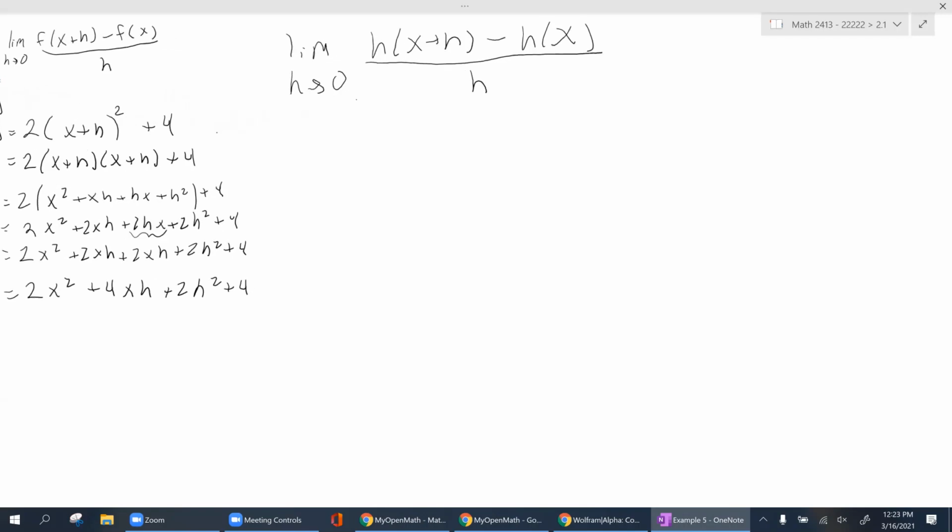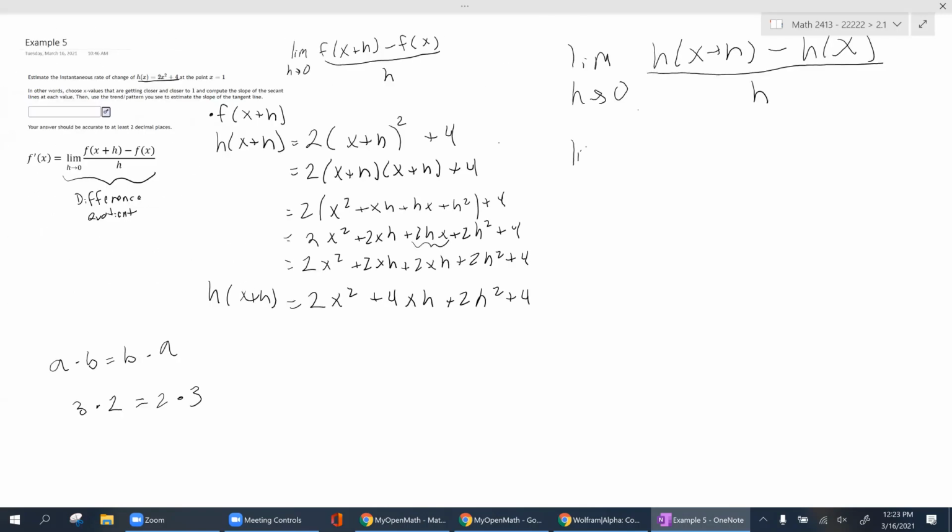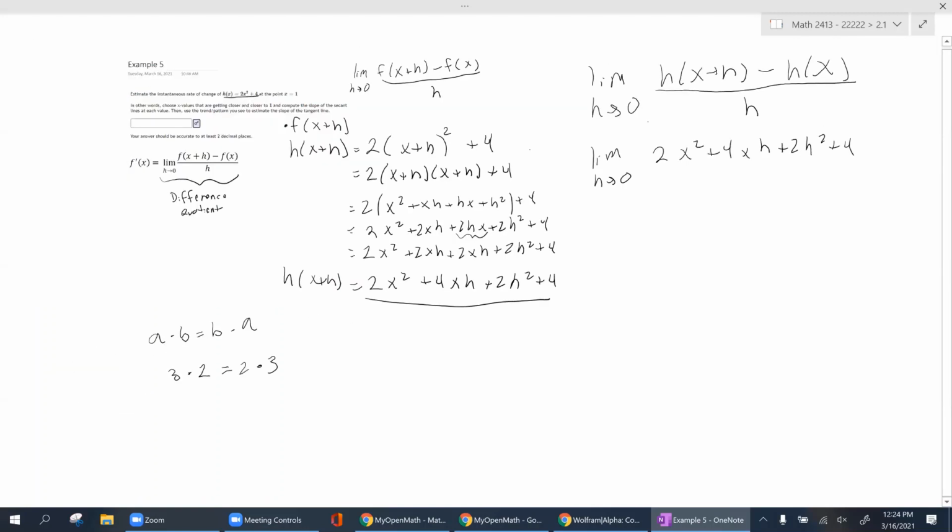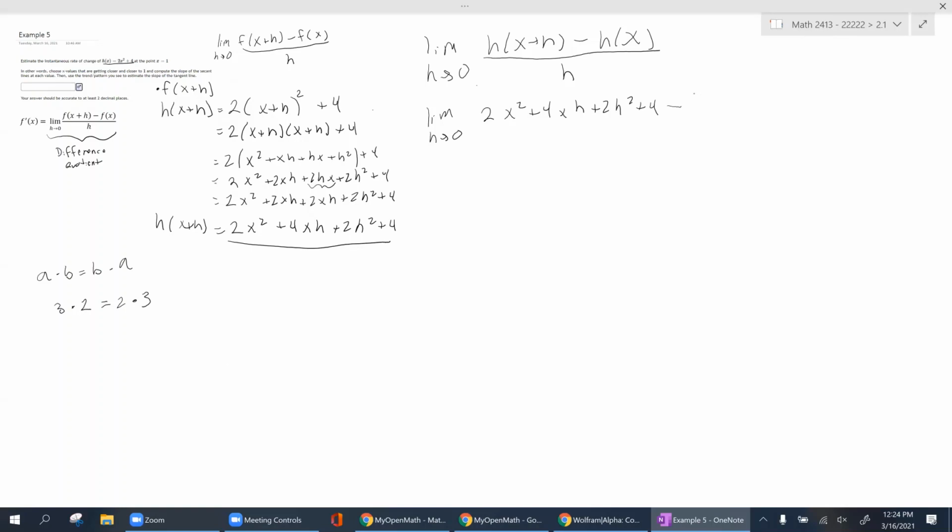So all I'm going to do here is take the limit as h approaches 0 of h of x plus h. I simplified that, and this gave me 2x squared plus 4xh plus 2h squared plus 4, minus. Make sure you always use parentheses, because that negative has to distribute to everything you have. Minus my h function, which I know was just 2x squared plus 4, all over h.